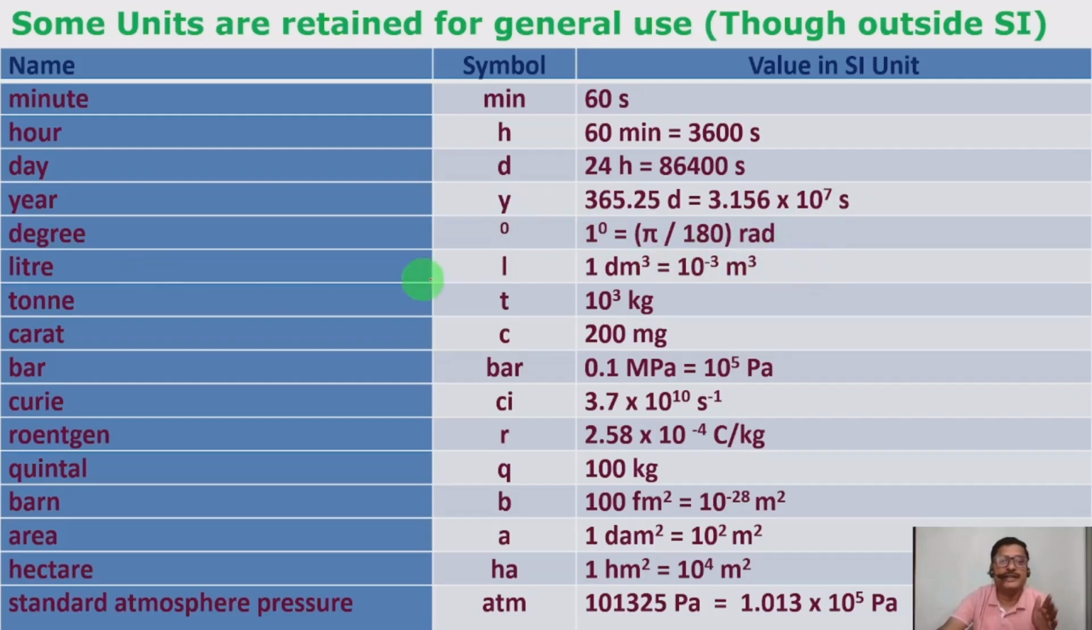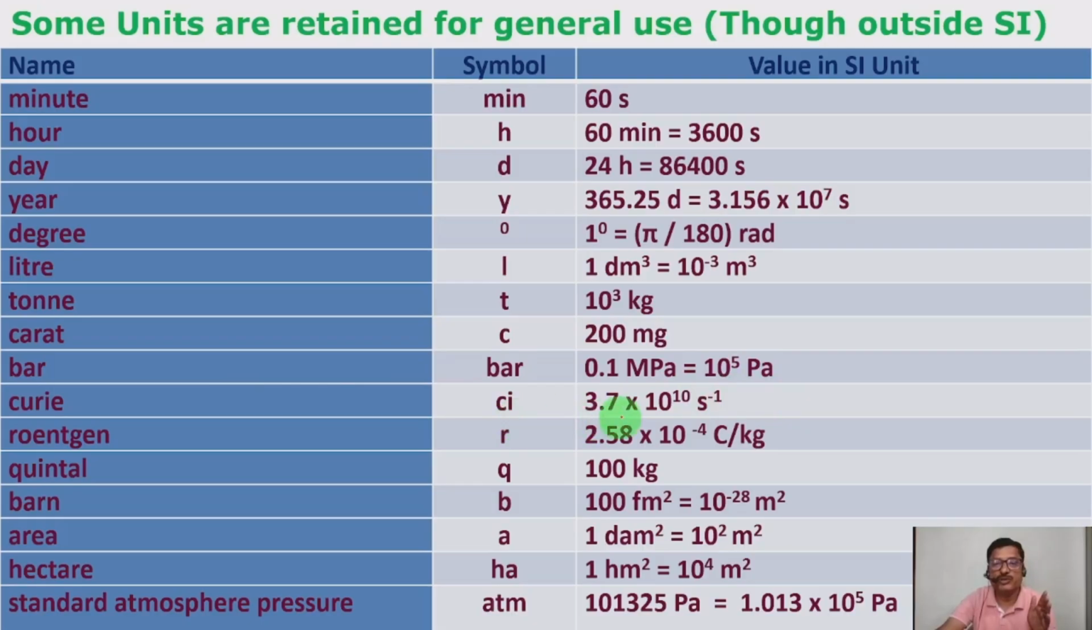Liter, L, that is 1 decimeter cube, that is 10 raised to minus 3 meter cube. 1 liter is equal to 10 raised to minus 3 meter cube. Ton, T, 10 raised to 3 kg. Carat, C, 200 milligram. Usually for ornaments we use this carat. Bar, 0.1 megapascal, that is equal to 10 raised to 5 pascal. This is a unit of pressure.